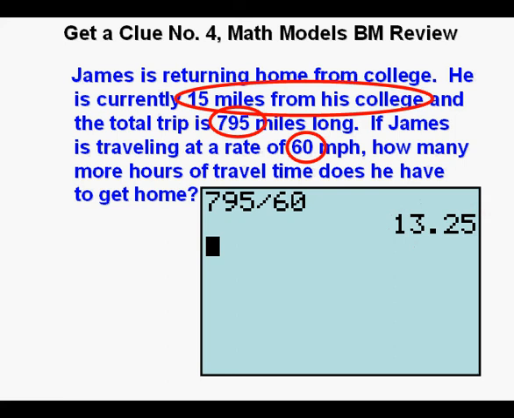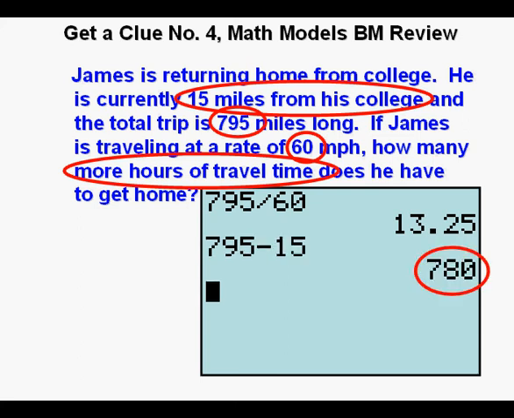There are two key things that should warn you that 795 may not be the correct number for the numerator. First, he is currently 15 miles from his college on the way home. And secondly, you are asked how many more hours of travel time he has yet to go. To find out how far he has yet to go, take the total distance from college, 795 miles, and subtract 15 miles, and that would equal 780 miles.